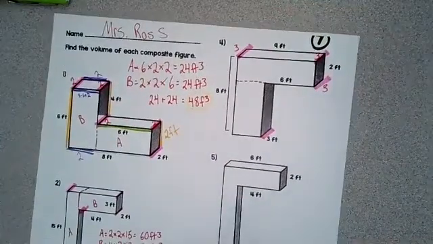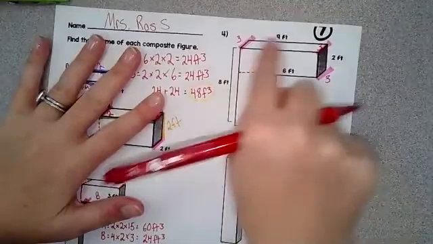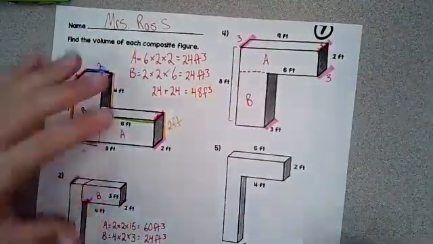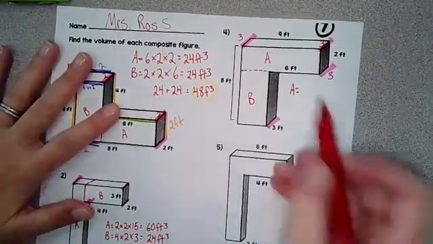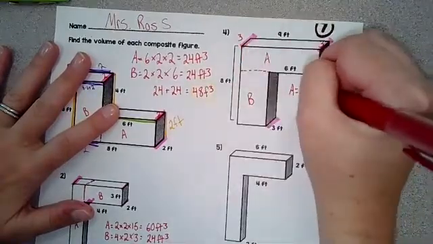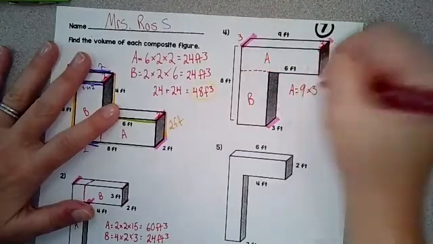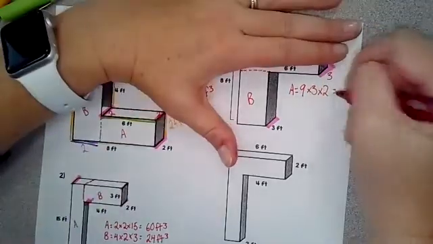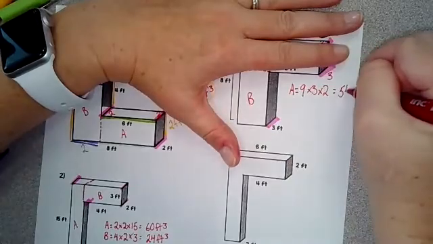All right? Now, let's do the top box first. Let's label this A and label this B, okay? So for A, we're lucky enough, we've already got the length, the width, and the height. For the length, it is 9. For the width, it is 3. And it is 2 tall, okay? So 9 times 3 is 27, times 2 is 54.